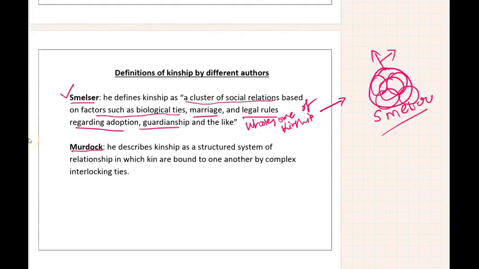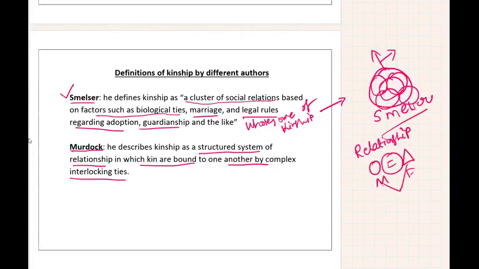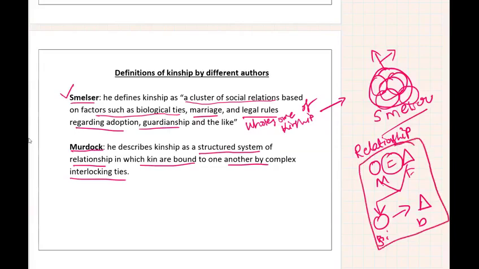Next, Murdoch. He describes kinship as a structured system of relationship in which kin are bound to one another by complex interlocking ties. He's talking about the relationships basically. Mother and father are related by marriage, and they both gave birth to one girl child and one boy. There's a brother and sister, and they are tied by the brother and sister relationship. So these are complex interlocking ties. Here the interlocking tie is marriage, and here it is blood, consanguine. I'll talk about those relations also. Okay, next.